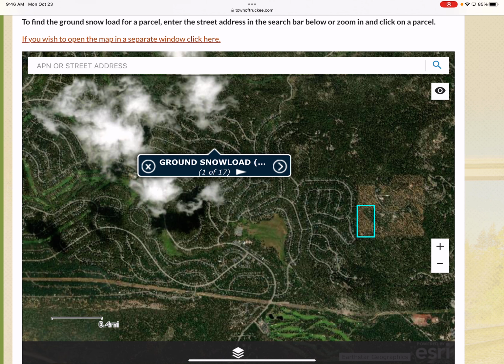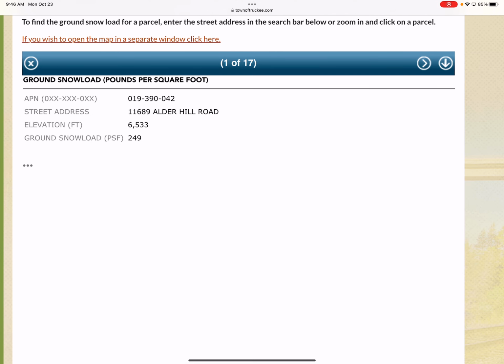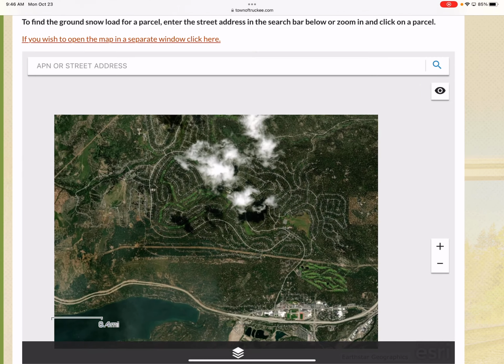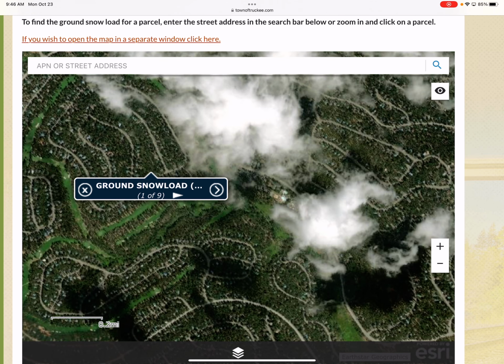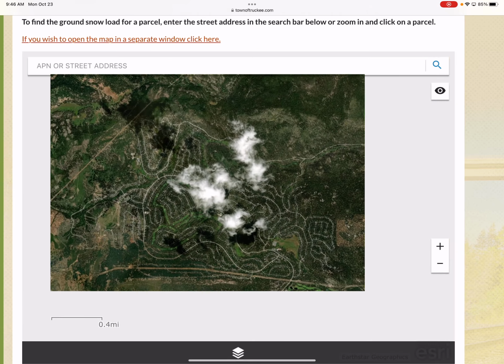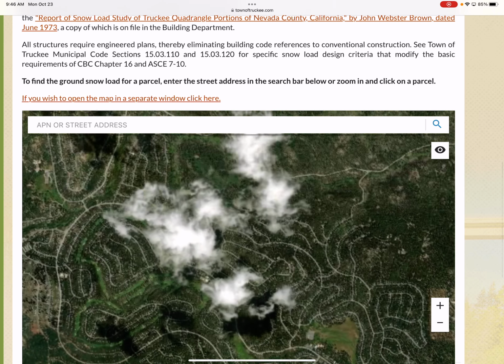But if you tap on any individual lot, it will report the snow load. So for this particular lot, it's 249 PSF, but they vary a lot over the town. If we go over here, that one is also saying 249. I wonder if that's a coincidence, or no, I think this just isn't functioning properly. So that's unfortunate, but if you're curious, it's interesting to see.